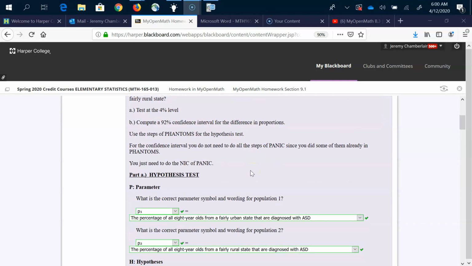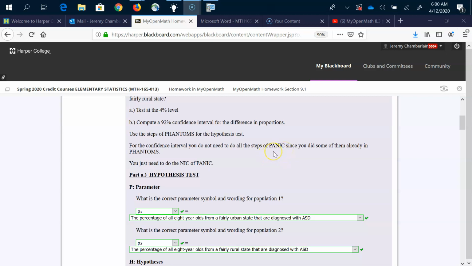So for hypothesis testing, the acronym is PHANTOMS: P for parameter, H for hypothesis, A for the assumptions, N for the name of the test, T for the test statistic, O for obtain a p-value, M for make a decision, and S is state your conclusion. So there are a few more steps in hypothesis testing than for a confidence interval. For a confidence interval, we use PANIC: P for parameter, A for assumption, N for name of test, I for the interval, and C for a conclusion.